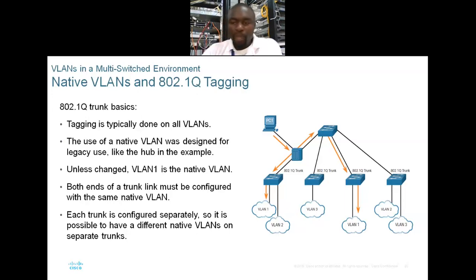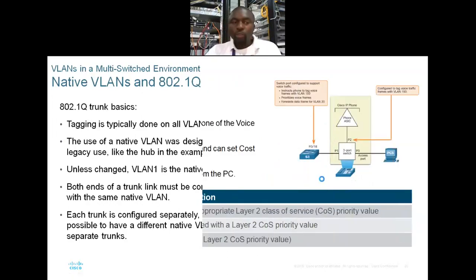Looking at this, for instance, this particular switch can have 802.1q here for VLAN 2 and 3, then it has 802.1q here for VLAN 1 and 2. It has 802.1q here for VLAN 3, and 802.1q here for VLAN 1. So that is the point we are making here.